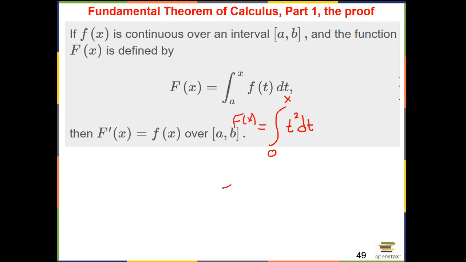Now if somebody says, what's f prime of x? That means the rate of what? The rate of the change of area with respect to x. Well, that would be just t squared evaluated at x. So it would be x squared. That's it. Right? So it makes it easy to find the derivative of an integral.